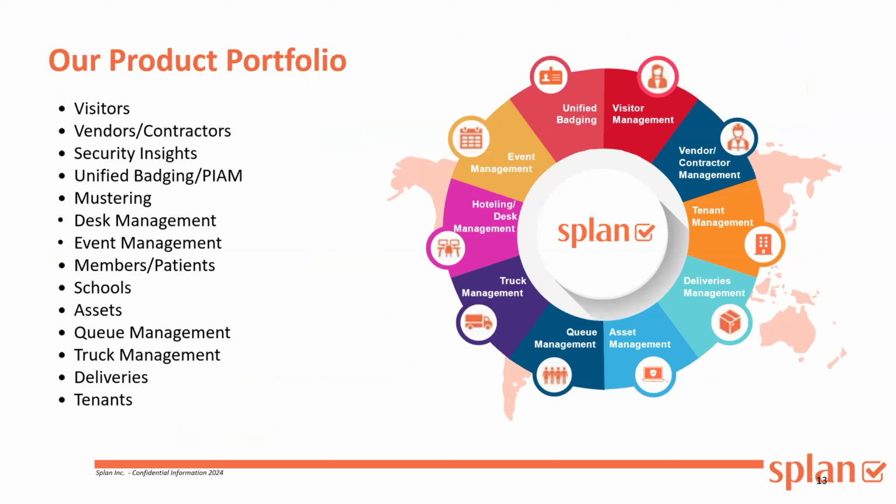We talked about visitors, right? Vendors, contractors, security insights. That is our reporting and audit log that has detailed information so that we can meet that compliance. Unified badging, mustering. But we also do desk management, event management, some vertical specific stuff with patients, schools, assets, truck management, deliveries, and multi-tenant. So SPLAN is a complete solution that can be not only NERC CIP compliant, but also cover other areas.